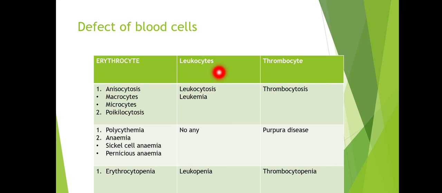Then leukocytosis means an increase in the leukocyte number. Leukemia is also an increase in the leukocyte number. Leukopenia is a condition in which the leukocytes decrease. Thrombocytosis means an increase in the number of thrombocytes. Then purpura disease: in this disease, the thrombocytes get accumulated in the skin and appear as rashes or patchy skin. Thrombocytopenia is a condition in which the thrombocytes are decreased in the blood.